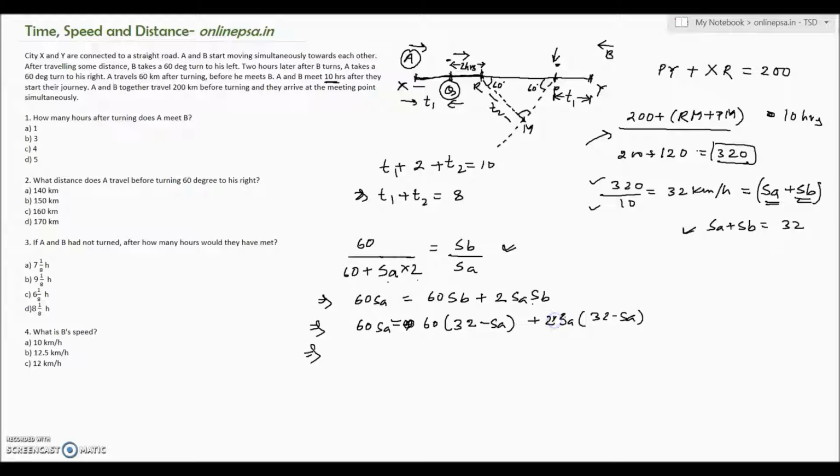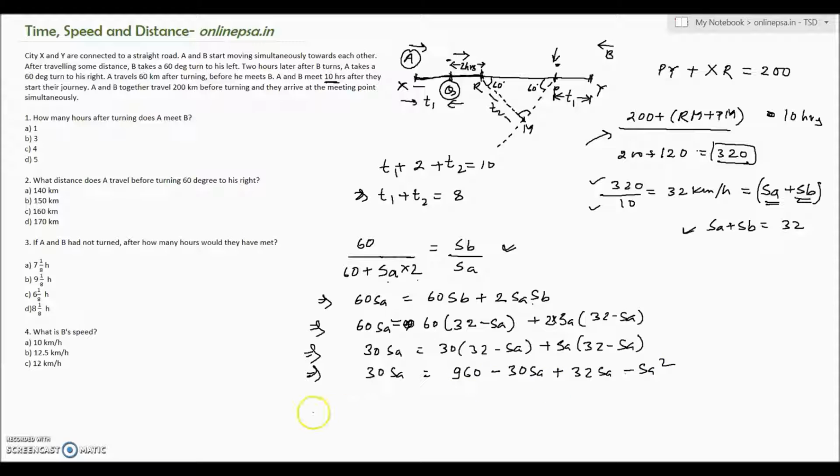We see that 2 is common here everywhere, so we'll take out 30 SA. Okay, and let's just open all the brackets. This should be 960, 30 SA plus 32 SA minus SA square. Let's take this to the left hand side. SA square, here you have 30 SA, you have 32 SA, so you get 60 minus 32 SA minus 960 is equal to 0.